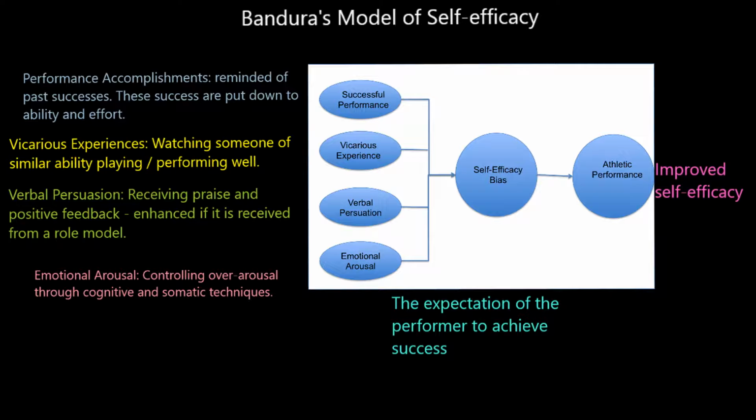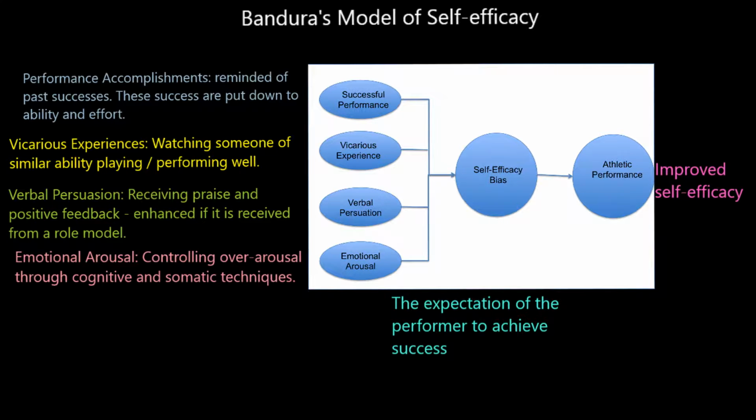We have got verbal persuasion, and finally emotional arousal. Now these four things all come into what we call the self-efficacy bias, and then the athletic performance, which we're going to have a look at now. Well, we'll look at it in a second.